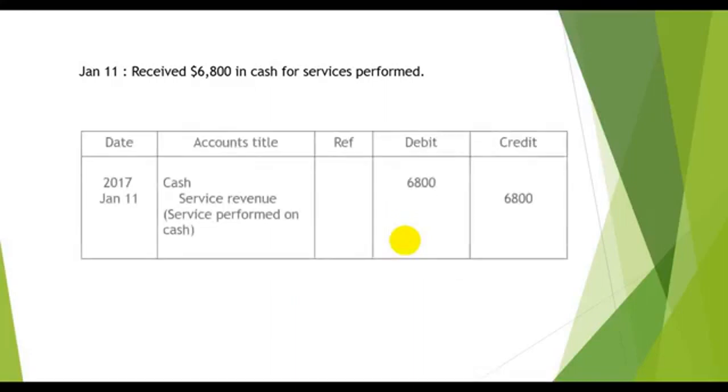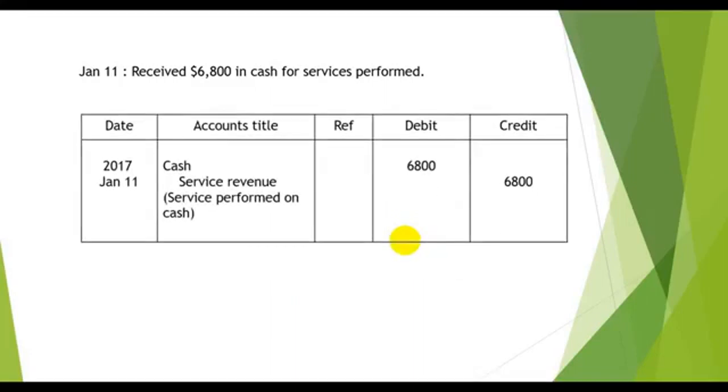Now come to the next transaction on January 11. Here received 6,800 in cash for service performed, and here we see the solution. The cash is on the debit side, and the service revenue is on the credit side. Why? Because cash increases, and the whole cash is added on the service revenue side, and service revenue increases. So we know that revenue always sits on the credit side. So service revenue is on the credit side, and cash is on the debit side.